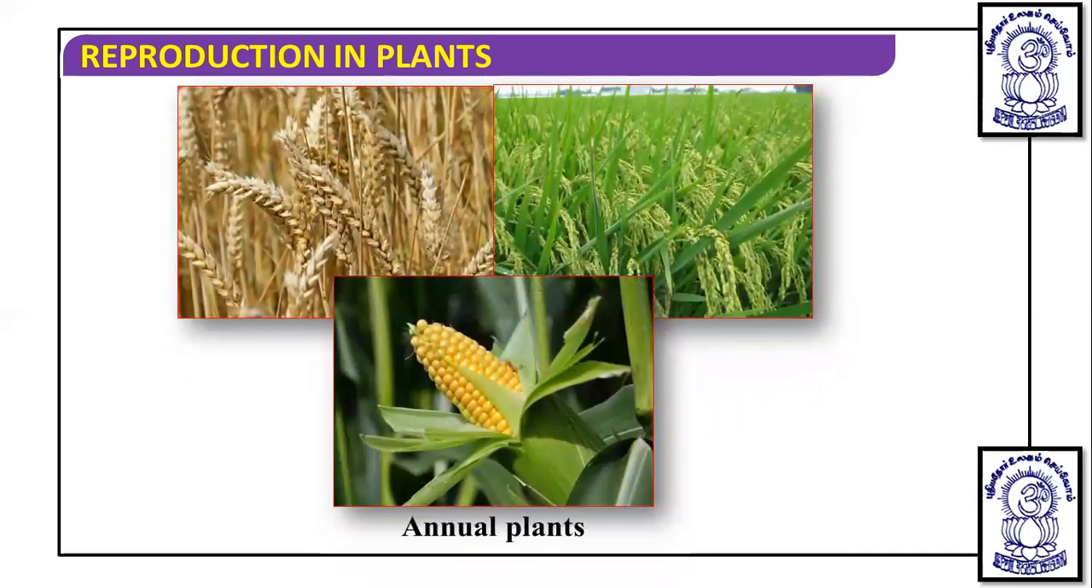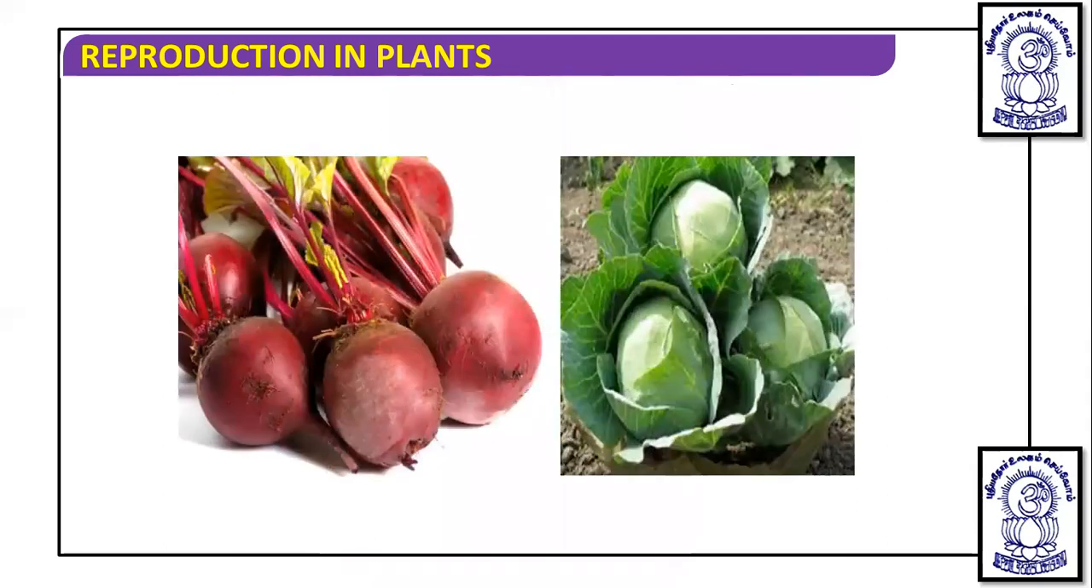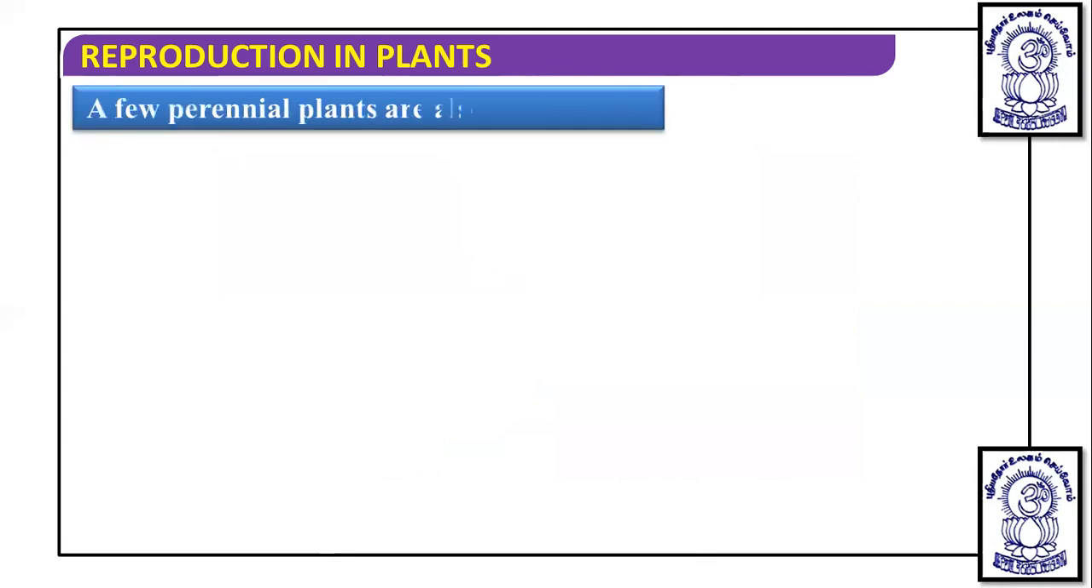So if we take some examples of annual plants, these are particularly maize and wheat, we have discussed already, and that you know very well. Now after this, we are going to talk about some biennial plants, like cabbage. They are also particularly biennial. A few perennial plants are also monocarpic. Perennial, whose lifespan is of many years. Monocarpic means they are going to flower only once in their lifespan.